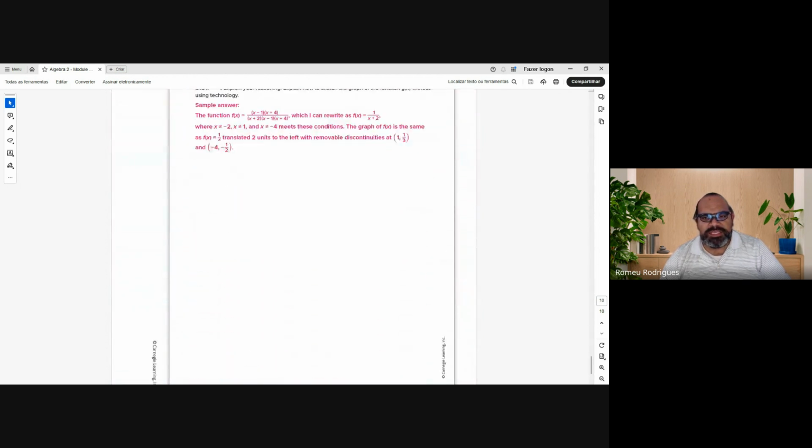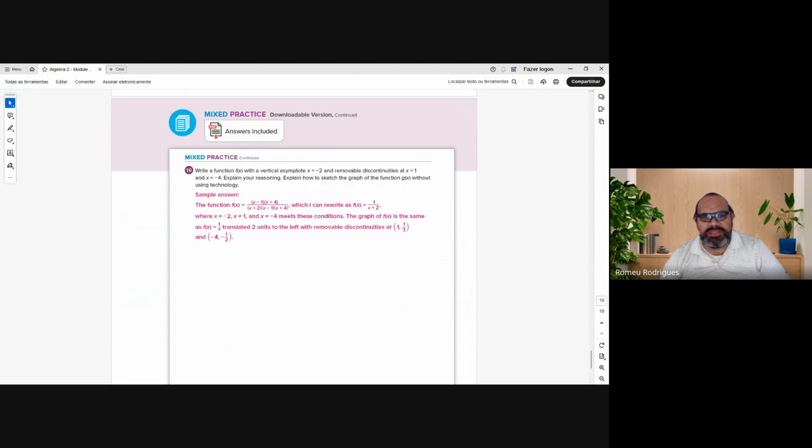Okay, I hope you are here. Last page, last exercise, the simple one. Write a function f of x with a vertical asymptote at x equals -2 and removable discontinuities at x equals 1 and x equals -4. Explain your reasoning, and explain how to sketch the graph of the function without using technology. We have the function, and here are the asymptotes. The asymptote points will be in the denominator of the function, and I can rewrite this as 1 over x plus 2. It will be simpler to do that, okay?